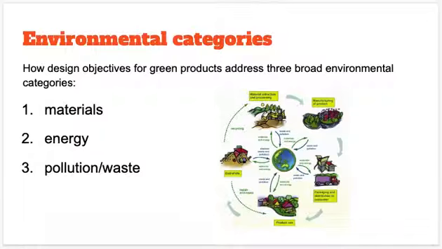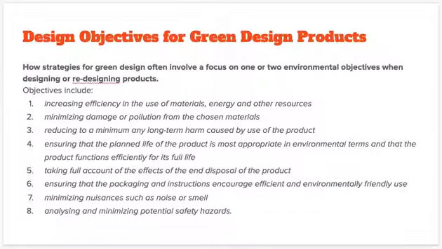Okay, there are three big categories that the objectives are put into: materials, energy, and pollution and waste. When you say objectives, aims, goals, things that design is trying to meet, they can fit into materials, energy, and then pollution and waste. That's why this topic is called waste management and resource management, because a lot of it's about the materials, a lot of it's about pollution and waste, and energy.